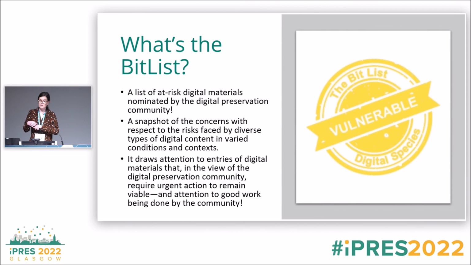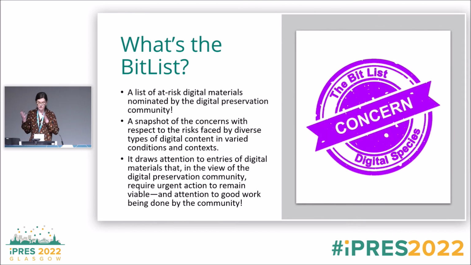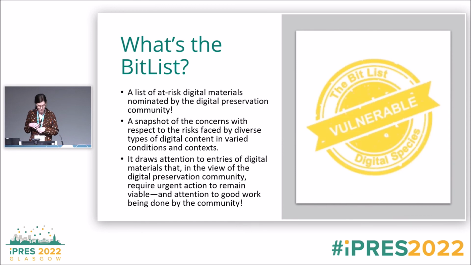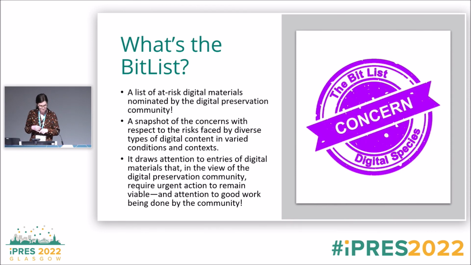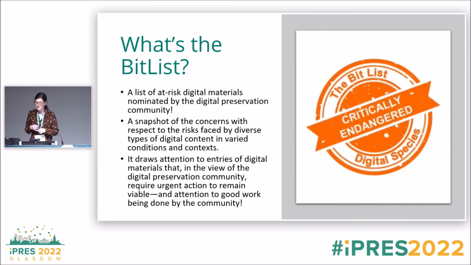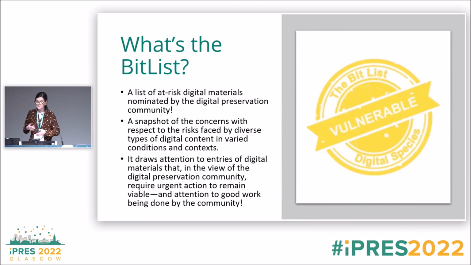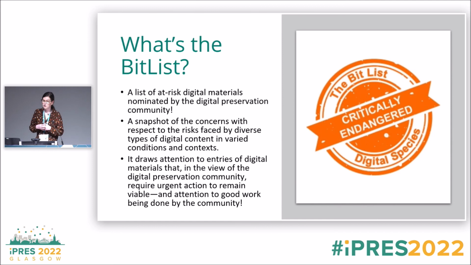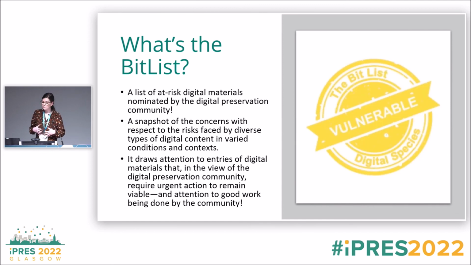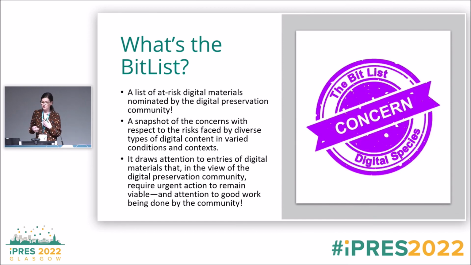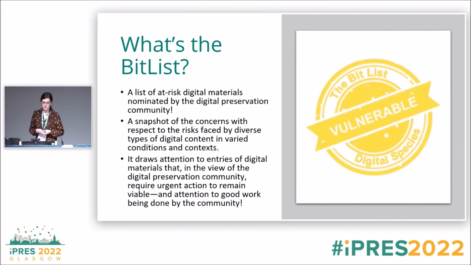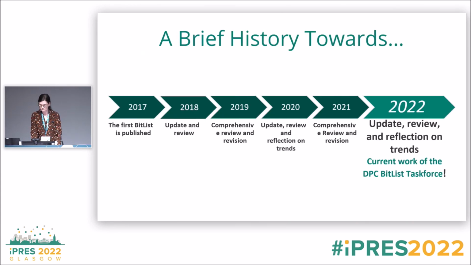There are 6 risk classifications, which you can see flashing there, and these are used to highlight those which require the most urgent action. And the BitList is a way to advocate. It draws attention to entries and materials that require urgent action, but it's not all bad news. It also is an opportunity to have examples of good practice which can be used to help mitigate or reduce risks.